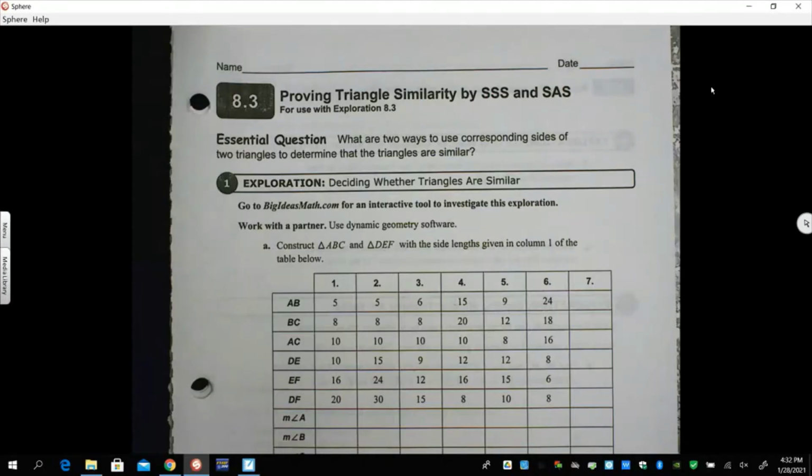Hello, Geometry. This is Chapter 8, Lesson 3. We just finished up a lesson on angle-angle similarity. We have two more similarity theorems.